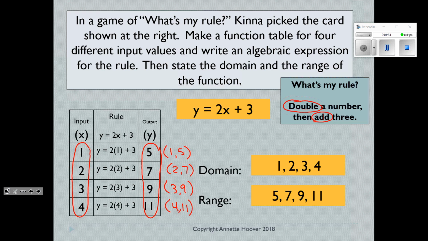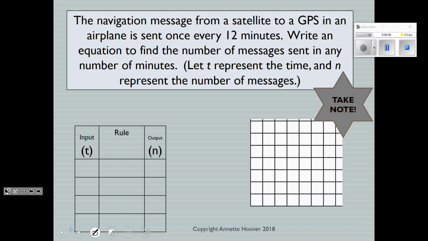Okay, here's our next example. The navigation message from a satellite to a GPS in an airplane is sent once every 12 minutes. Write an equation to find the number of messages sent in any number of minutes.